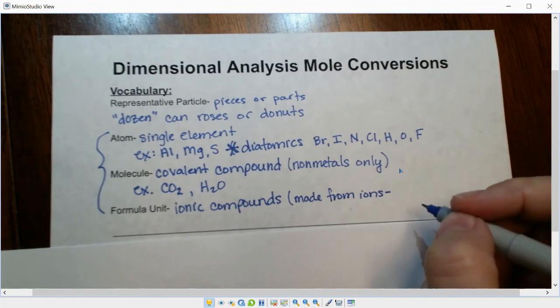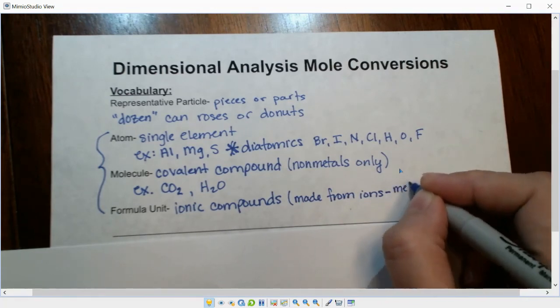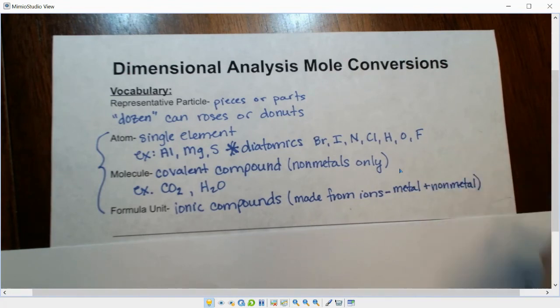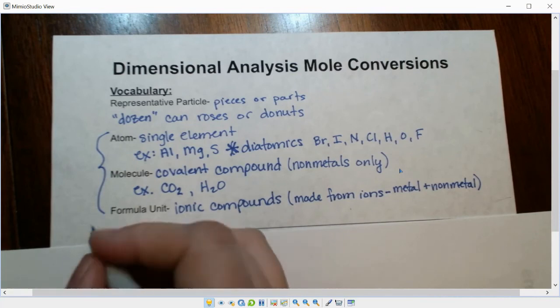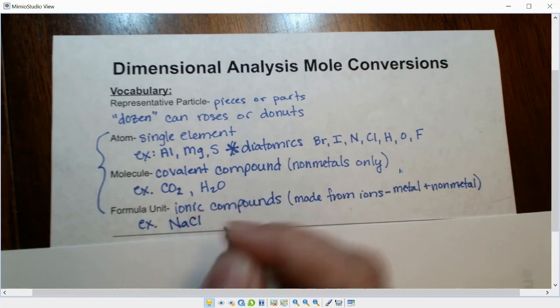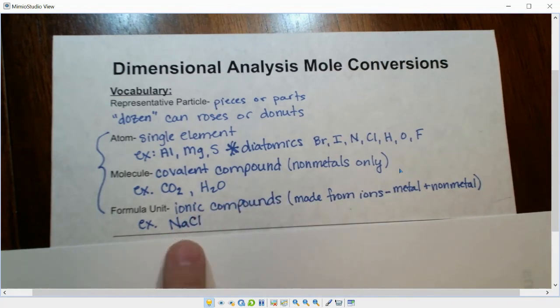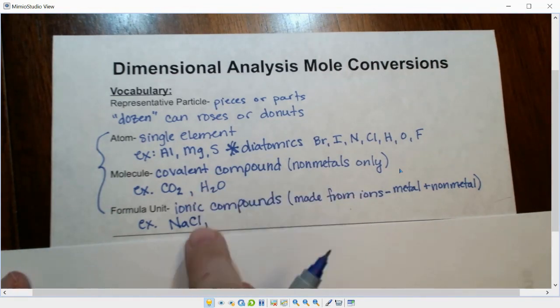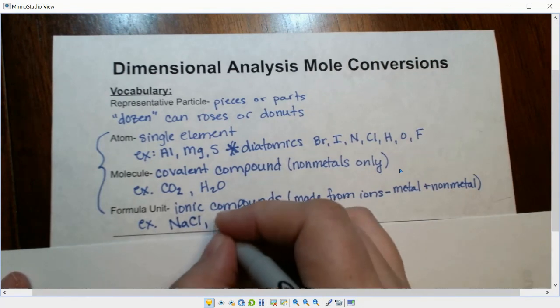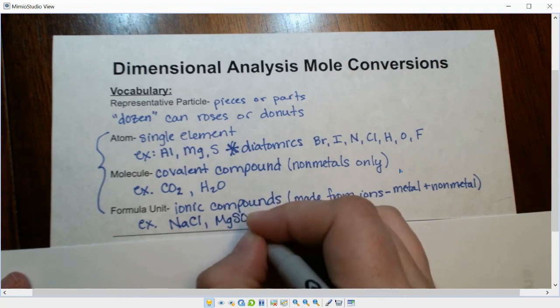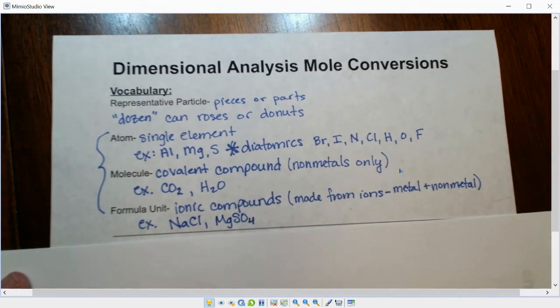A lot of the times we abbreviate this to mean that there's a metal plus a nonmetal. That is a bit of an oversimplification, but it works pretty good in most cases. And so some examples, something like NaCl, sodium chloride, because Na comes from the metal side of the periodic table, and chlorine is from the nonmetal side. Or something like magnesium sulfate. Magnesium's a metal. Sulfate is one of those polyatomic ions that we started working with in the last unit.